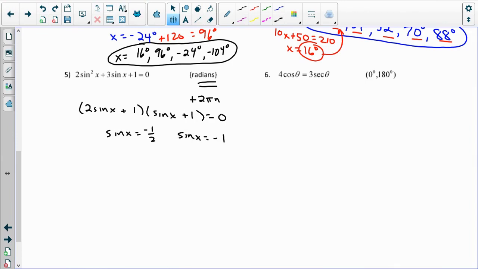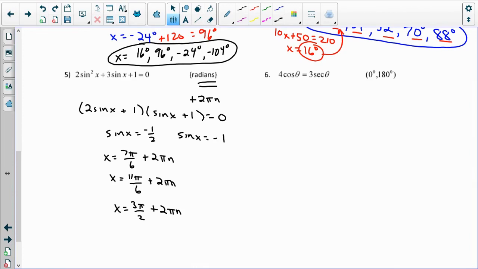So sine of x equals negative 1/2 has pi over 6 reference angles, and it's in the third and fourth quadrant. So x equals 7 pi over 6, and x equals 11 pi over 6. And then sine is equal to negative 1 at 3 pi over 2. So I have these three answers. And then I have to add 2 pi n, or subtract, well, n is an integer, so it could be positive or negative.